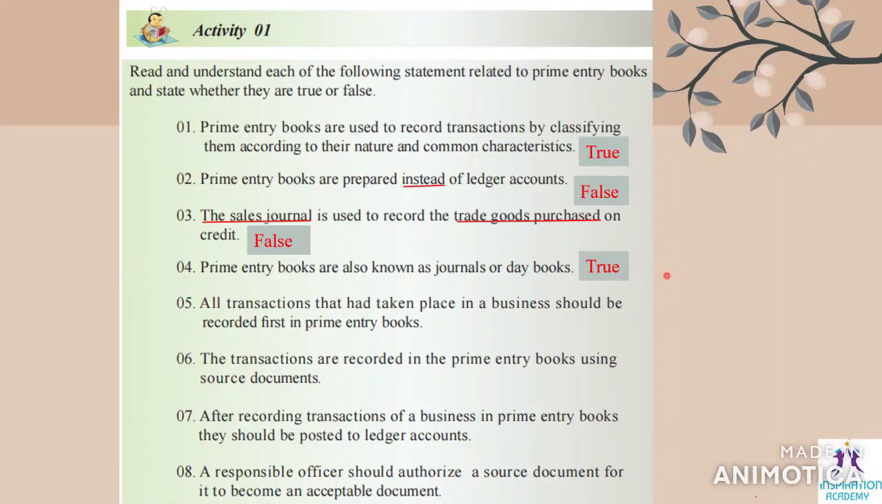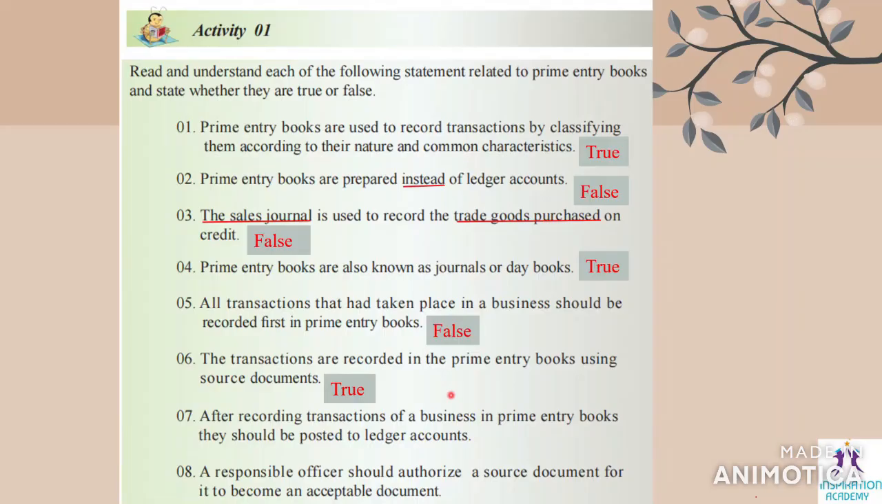All transactions that have taken place in a business should be recorded first in the prime entry books. No, they should be first recorded in the source documents, and then from the source documents we record them in the prime entry books. The transactions are recorded in prime entry books using source documents. That is correct. Then, after recording transactions of a business in prime entry books, they should be posted to ledger accounts. That is true.